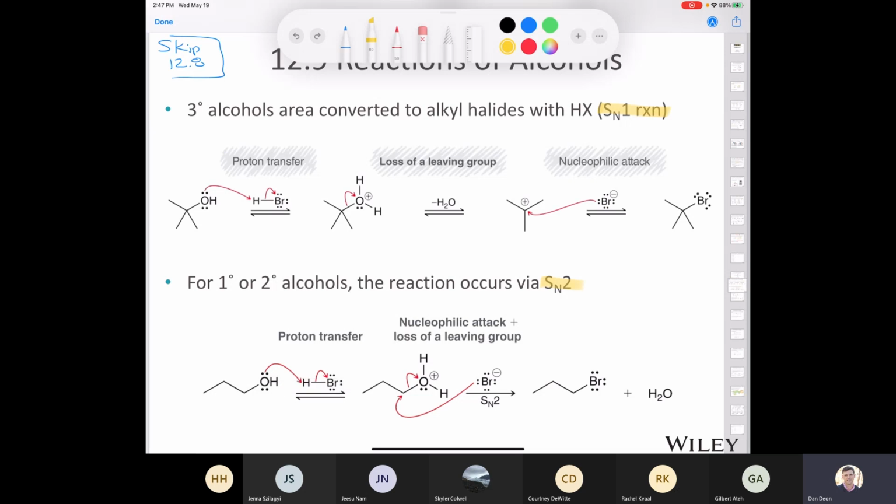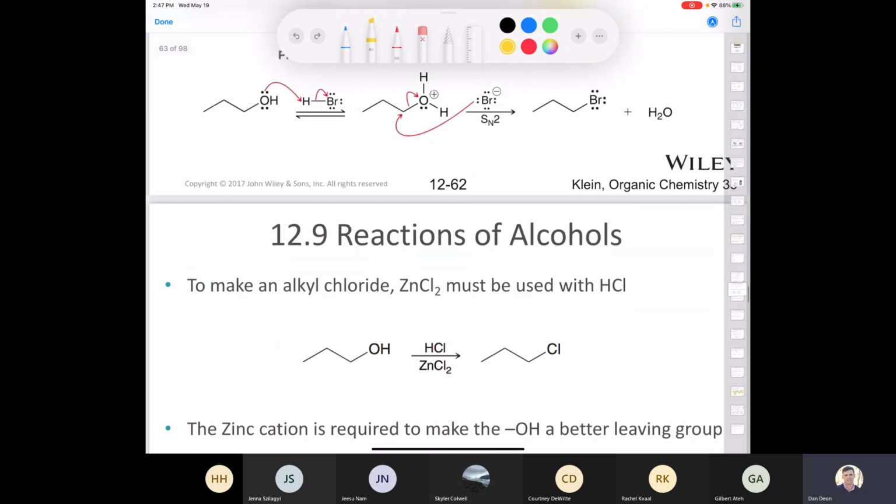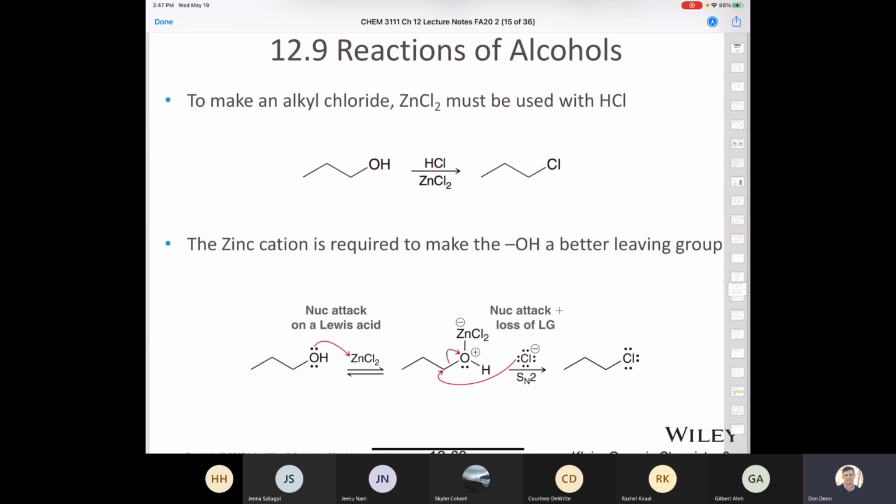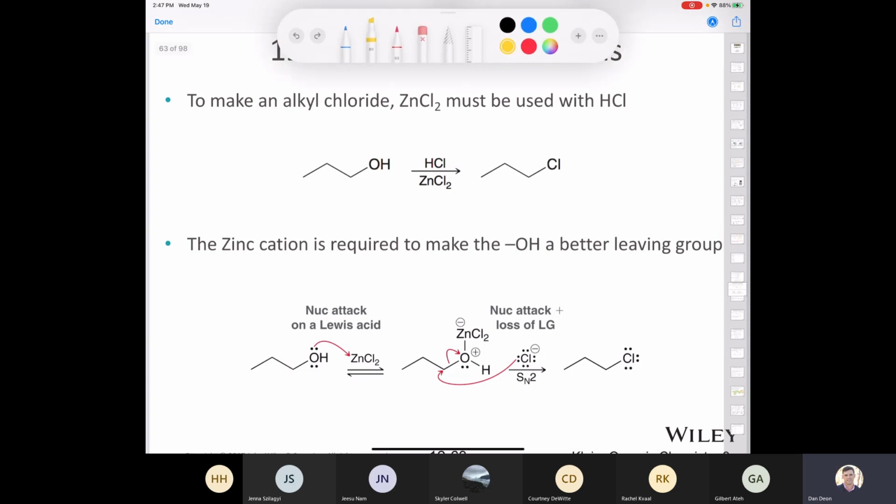So what have we got? We've got two ways that we can either take a tertiary alcohol, convert it to an alkyl halide, or take a primary or secondary alcohol and convert those to an alkyl halide. Well, what if you wanted to make an alkyl chloride, a primary alkyl chloride, instead of an alkyl bromide? In order to do that, since HCl is a weaker acid than HBr, you actually have to spruce up the conditions a little bit. You have to use zinc chloride.